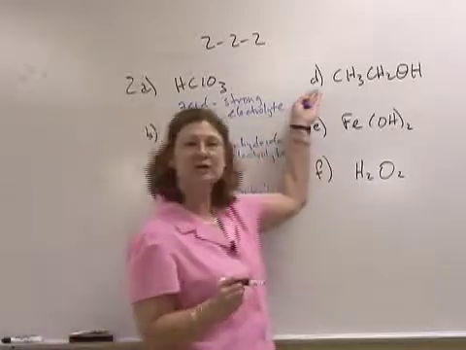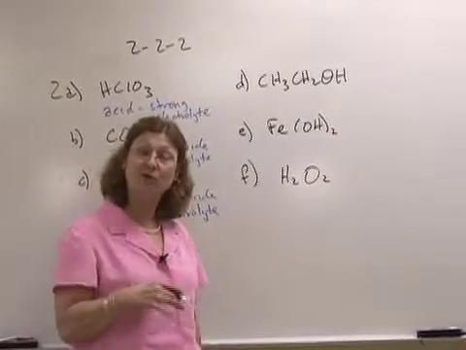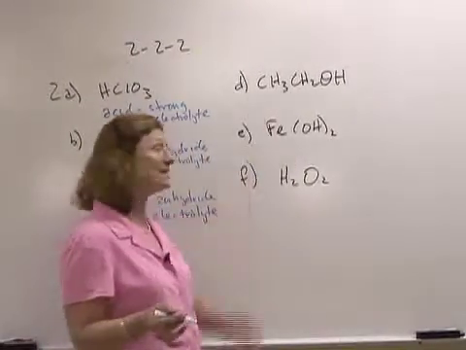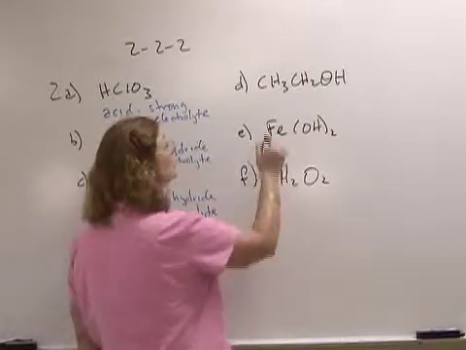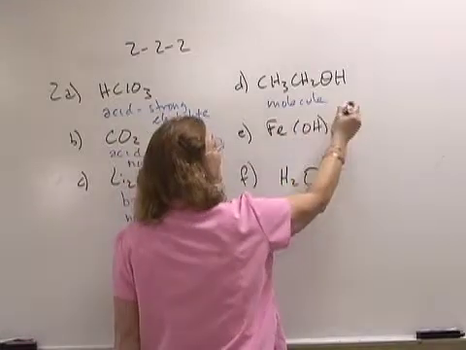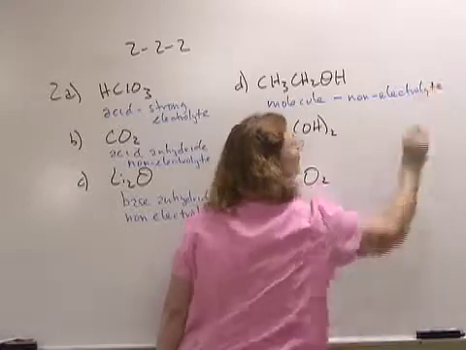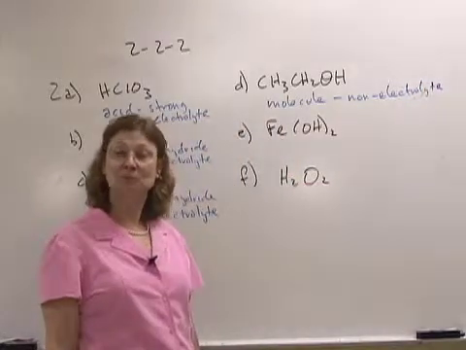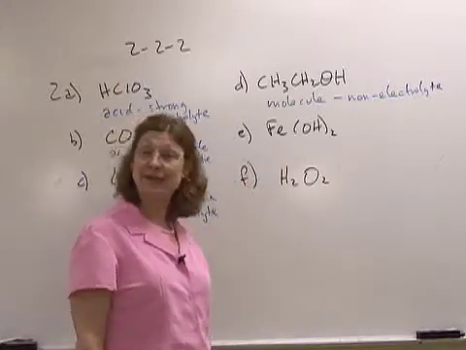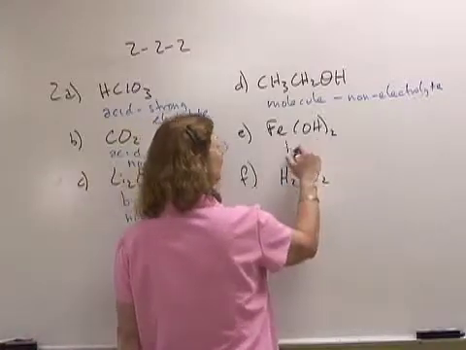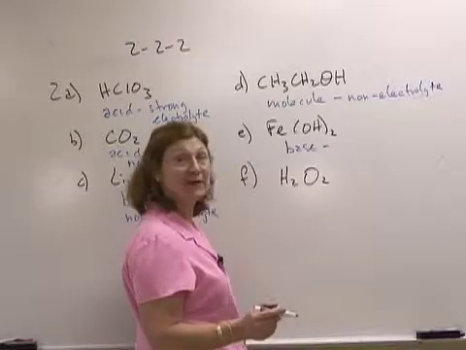Now, this compound looks like it's going to be a base, but it's not, because by definition, a base is a metal with hydroxide. And carbon is a non-metal. This is actually ethanol, and it's a molecule. We're just going to call it a molecule, and it is a non-electrolyte. It's important to distinguish my carbon compounds. Iron 2 hydroxide is a base, a metal with hydroxide. It is a weak base and therefore a weak electrolyte.